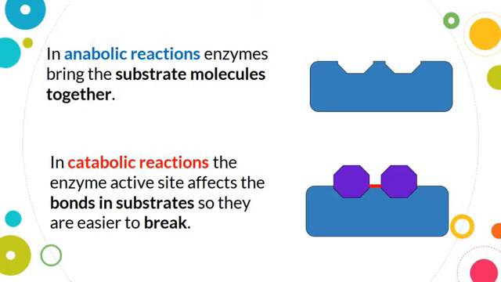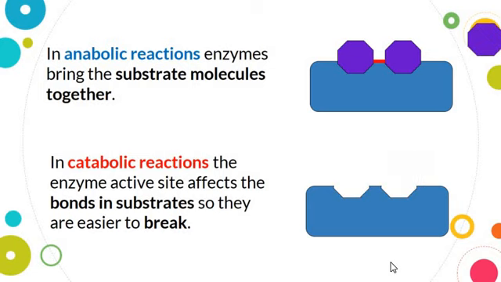So in an anabolic reaction, your enzyme is going to bring your substrate molecules together and form a bond. Catabolic reactions are breaking, so you can see the bond starts off in the middle there. You already have a molecule that's joined together, and it's going to hold the molecule in a position that makes the substrate easier to break the bonds between, so that two separate products will leave in this instance.